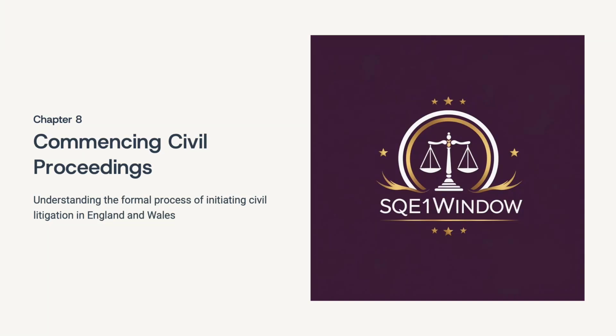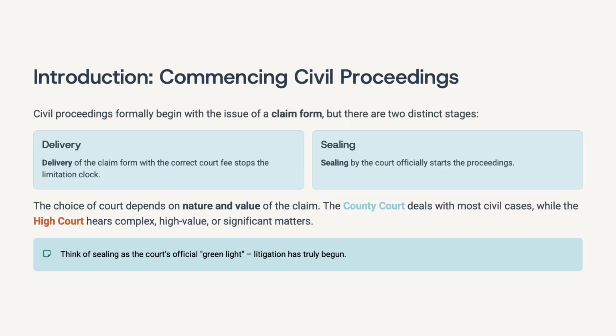We are on chapter 8 of dispute resolution, looking at commencing civil proceedings, and we'll try to understand the formal process of initiating civil litigation in England and Wales. So, once again, today we will actually begin the procedural birth certificate of a claim. So to speak, under the Civil Procedure Rules, proceedings start when the claim form is issued.